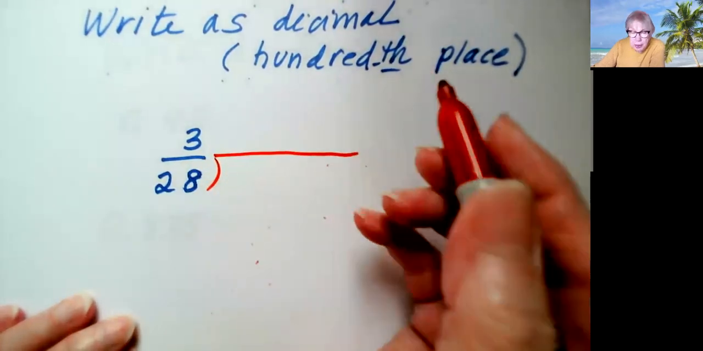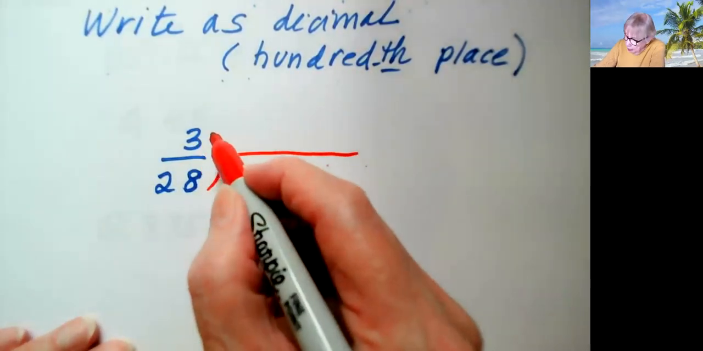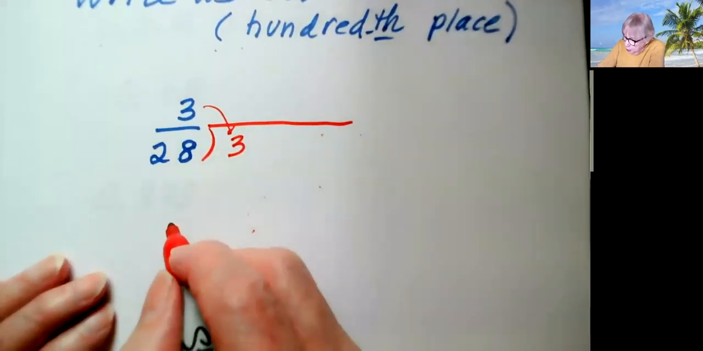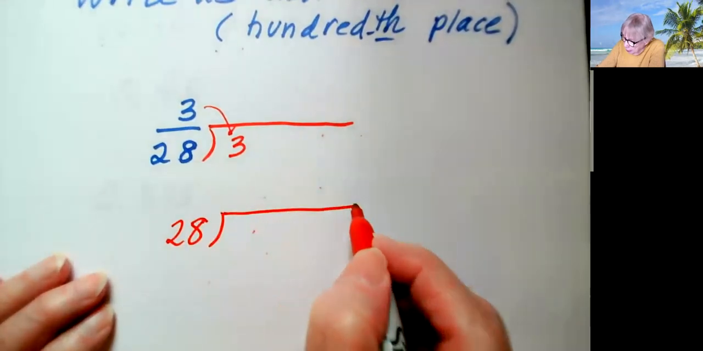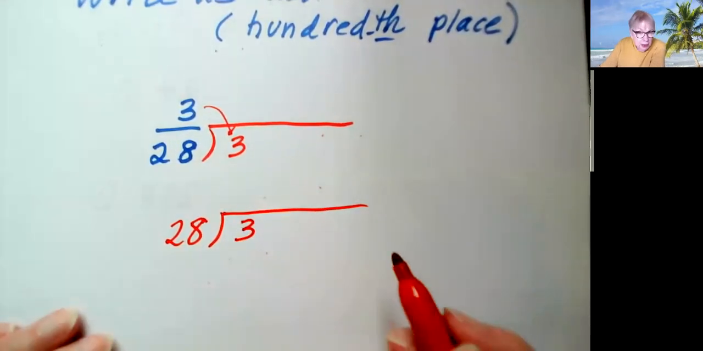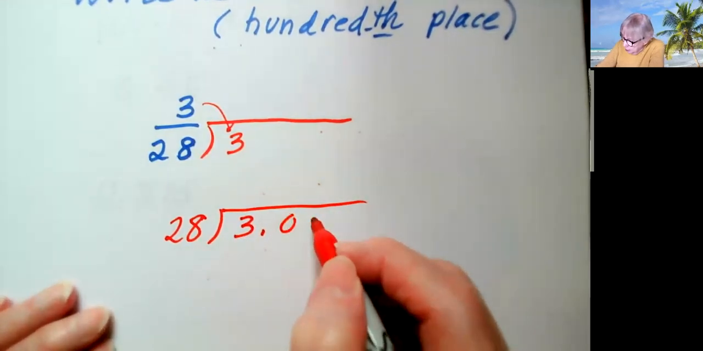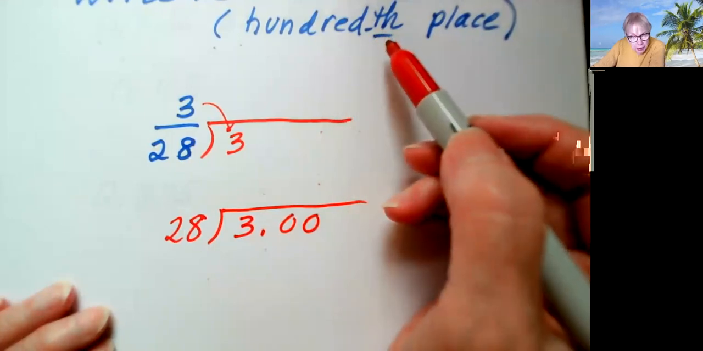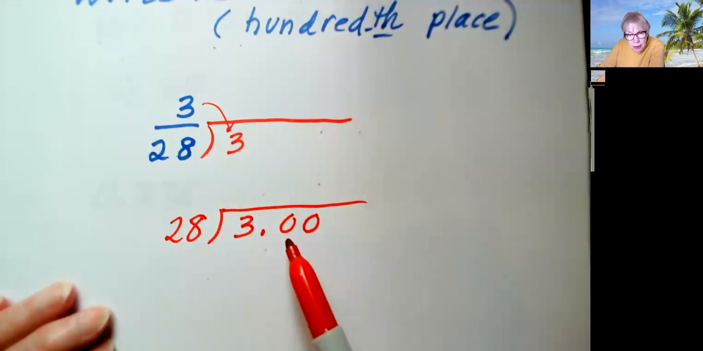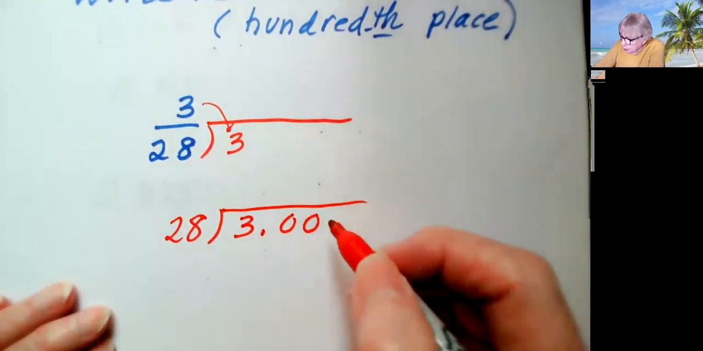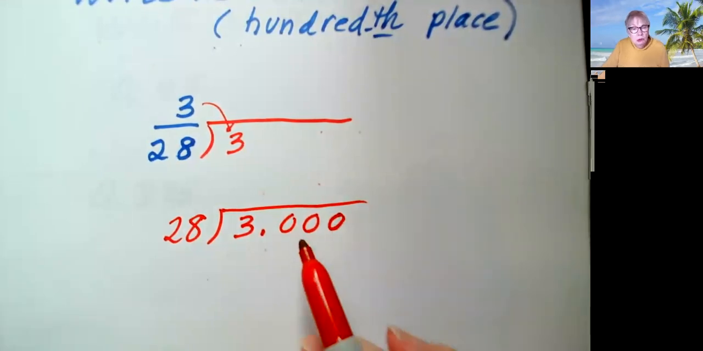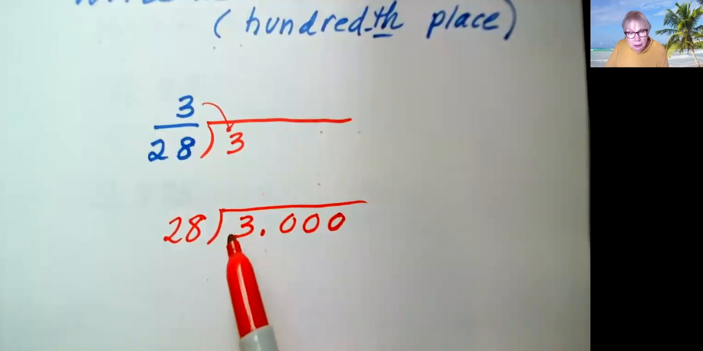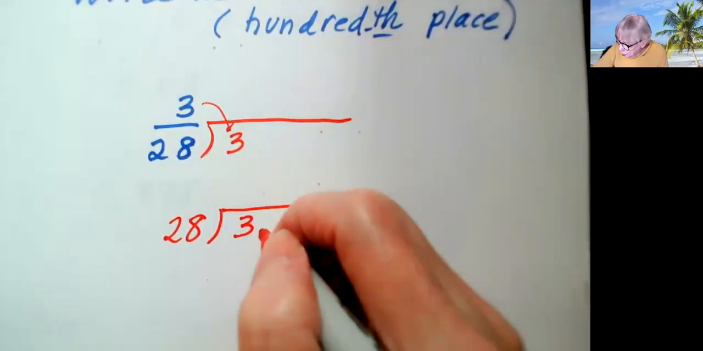So I'm going to turn this into a division problem. I'm going to bring the 3 down. And that's the actual problem. It's 28 divided into 3. Well, that's not going to work unless I add some zeros. And because it said hundredth place, that's tenths, that's hundredths, I'm going to go one more because I really need that extra place to make the decision about rounding. So it's 28 divided into 3.